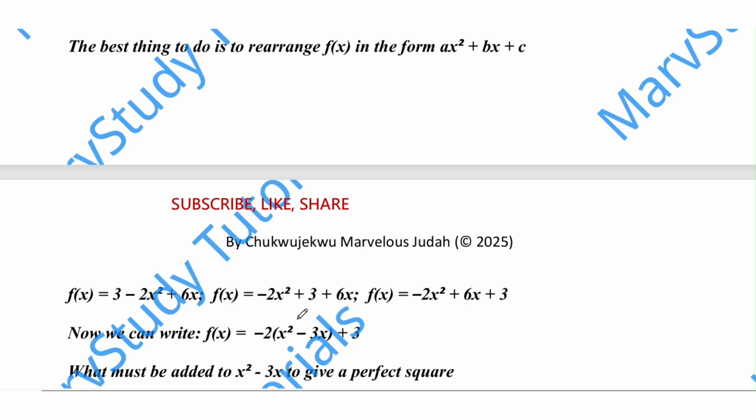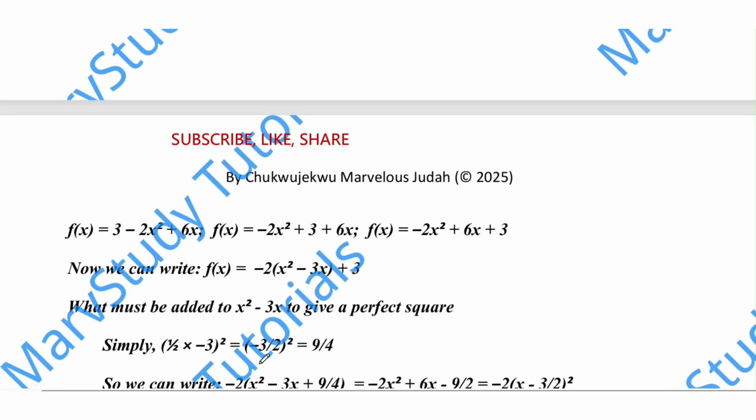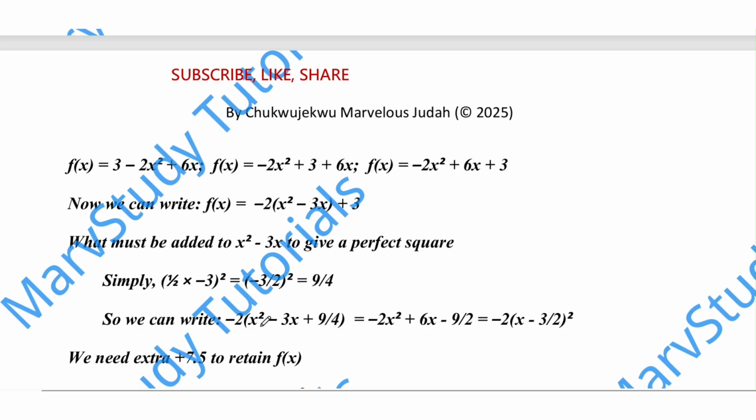What must be added to x squared negative 3x to give a perfect square? That's the first question. And what's that? It's simply half of the coefficient of x. The coefficient of x in this case is negative 3. So half of negative 3 is going to give us a negative 3 over 2, as seen. And negative 3 over 2 all squared is going to give us what? 9 over 4. Why? Because negative times negative is going to give us a positive. And 3 squared is going to give us 9, and 2 squared is going to give us a 4. So negative 3 over 2 all squared is going to give us 9 over 4. That's nice. So if we continue with that, we're going to include 9 over 4 in this bracket.